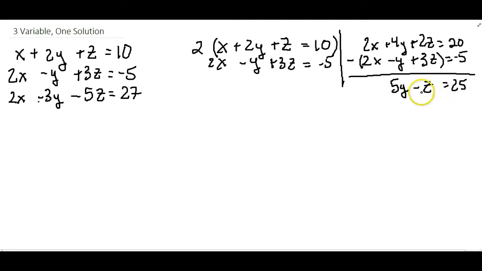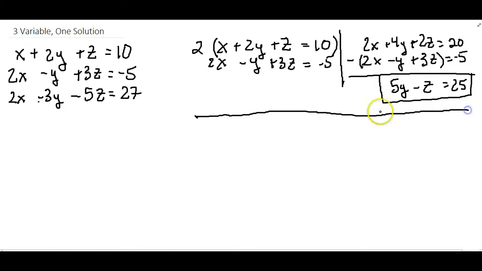Okay, so now we need to do that again. So we have this x variable eliminated. So we go back over to our original three equations, and we then take equation 2 and 3 and do the same thing. So this is step 2. Okay, so now let's do that. I'm going to put a line underneath so we can clearly see what we're doing.